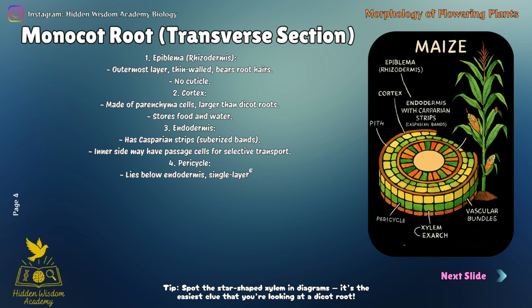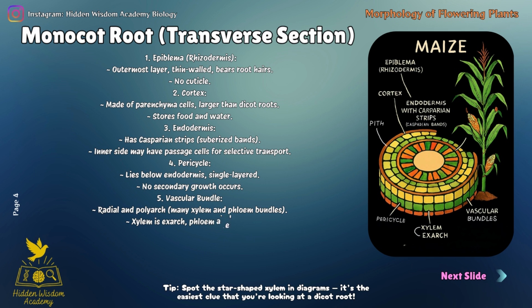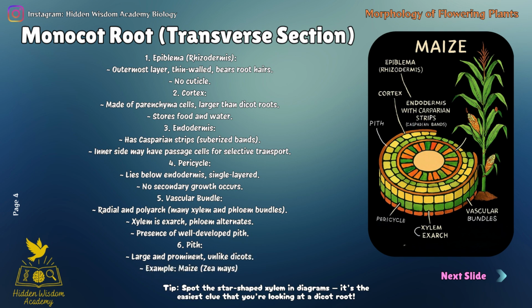Below it is the pericycle, which forms lateral roots but no secondary growth. The vascular bundles are radial and many, polyarch, with xylem and phloem arranged alternately, and xylem is exarch. A large pith is present, a key feature of monocot roots.